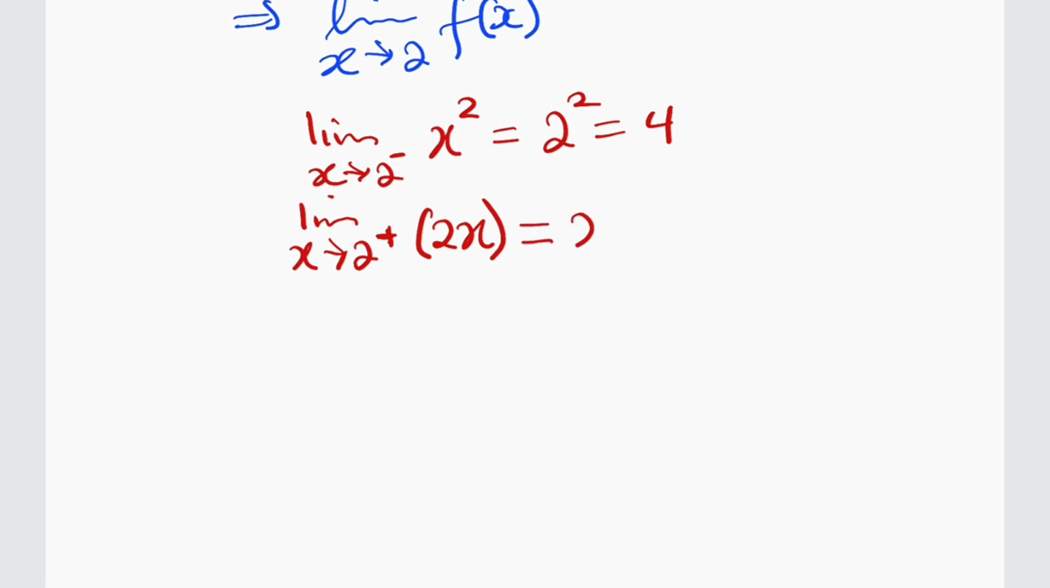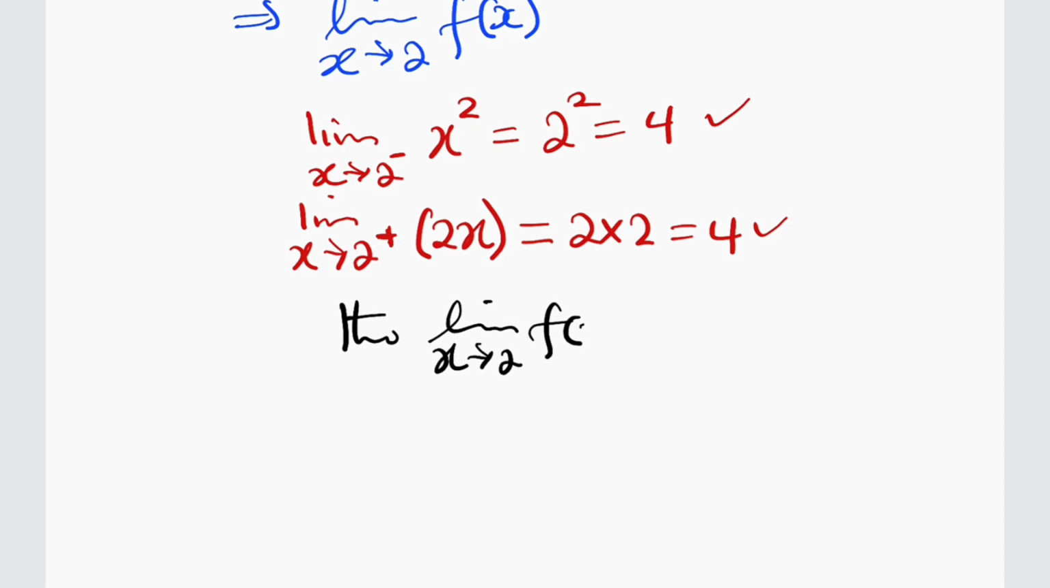And if you plug in 2, you have 2 times 2, which is equal to 4. Can you see that the left hand side limit and the right hand side limit are equal, which means that the limit exists. Therefore, the limit as x approaches 2 of that function is equal to 4.